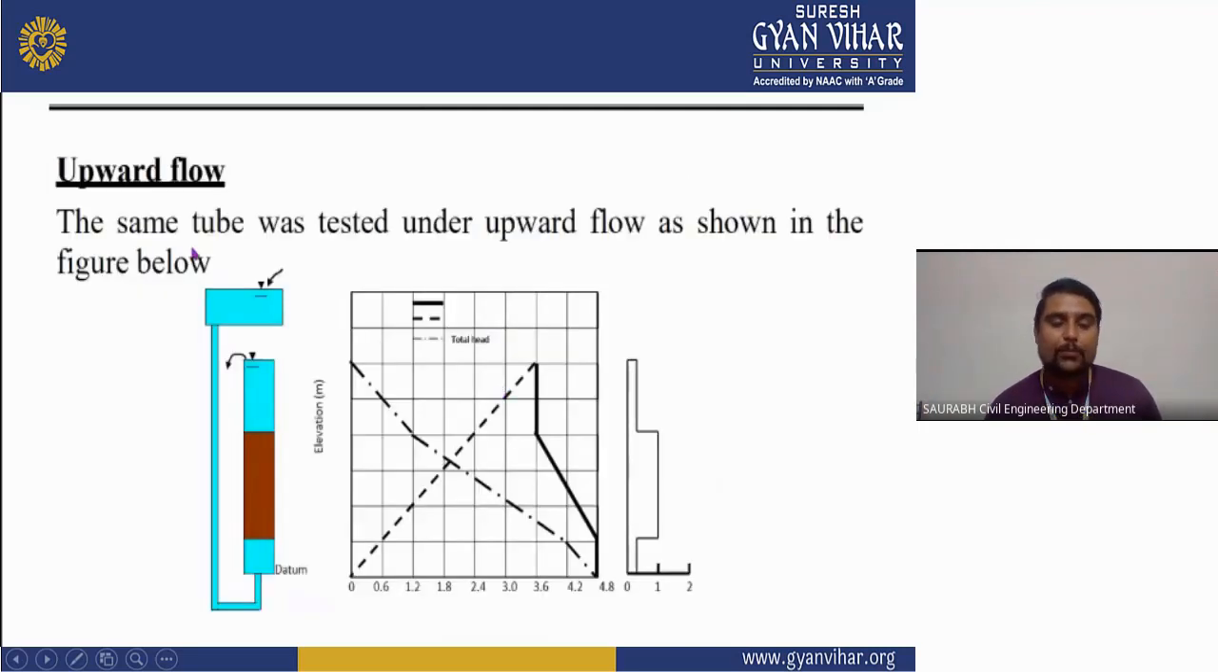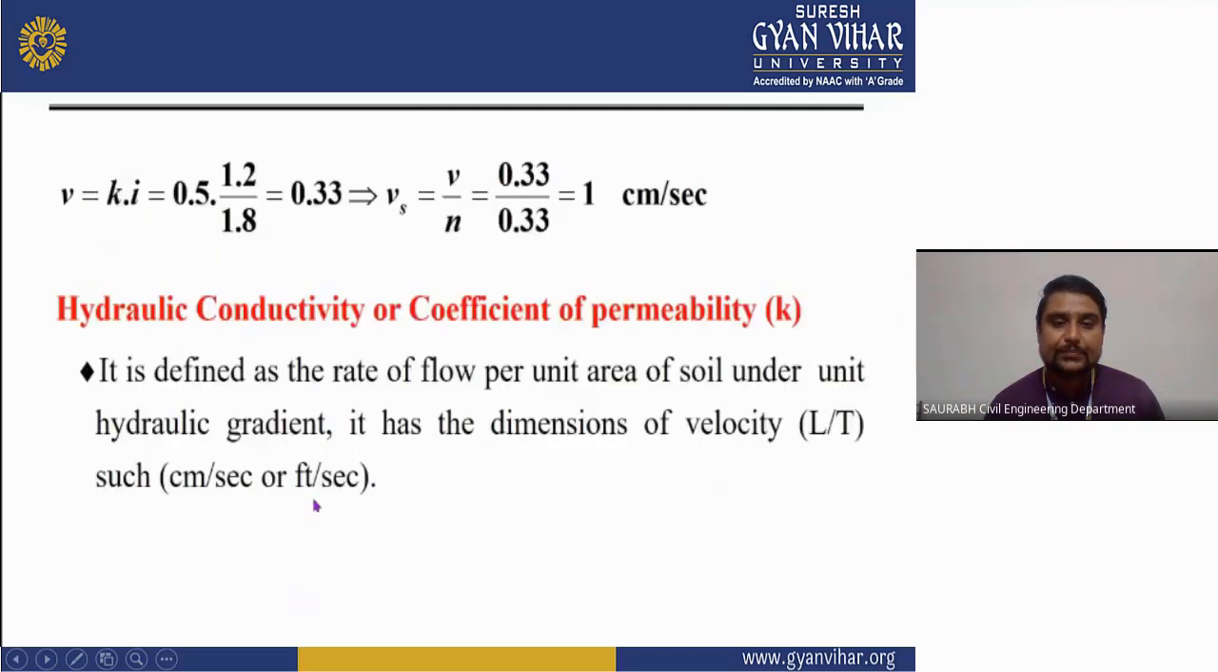Now we will see the upward flow. What is the upward flow? Some tube was tested under the upward flow as shown in the figure below. As you can see, v will be here equal to Ki, which will be equal to 0.33, and here you will find Vs is equal to 1 centimeter per second.